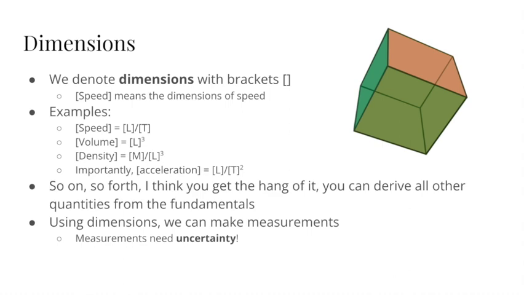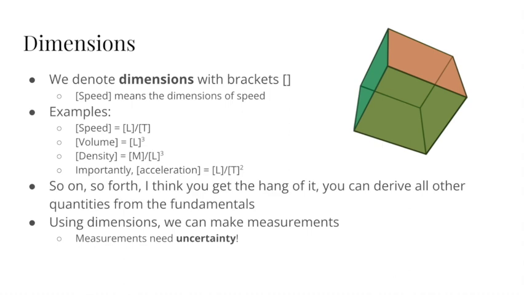So speed, the dimensions of speed are the dimensions of length divided by the dimensions of time. In this case, we would have meters per second. And the dimensions of volume are the dimensions of length cubed, or meters cubed. And density, which is mass over volume, would have the dimensions of mass over volume, or mass over length cubed.